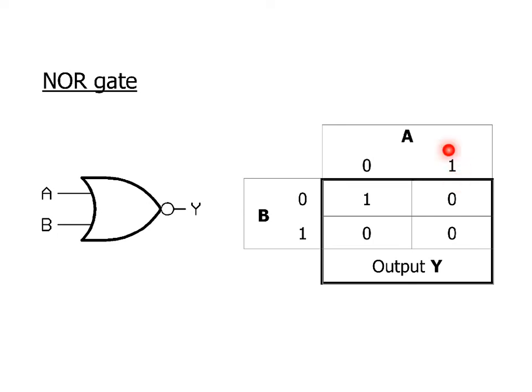If A is on, value of 1, then the output is 0. If B is on, value of 1, the output is 0. If both of them are off, that's the only time that the output is on. So these gates then lend themselves to being used in specific situations where you need very specific inputs to produce a certain output only, right?